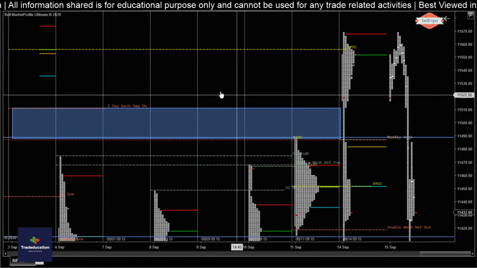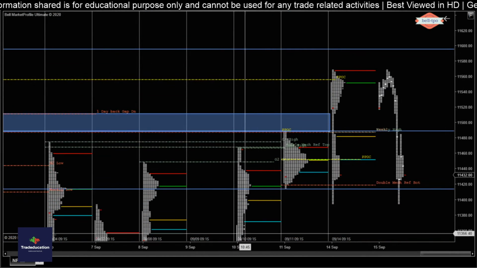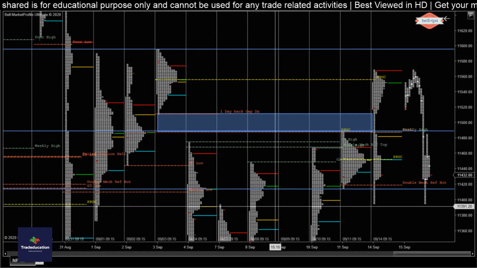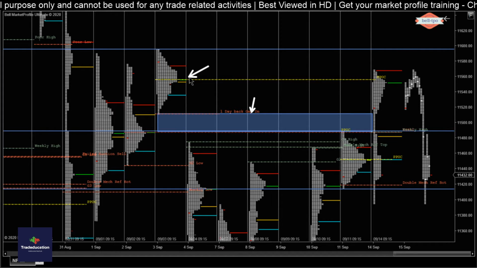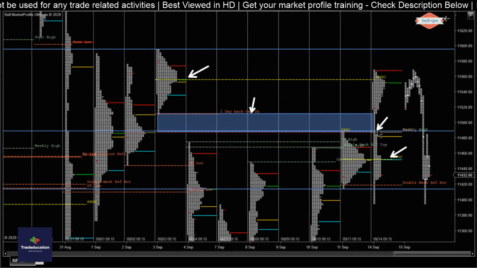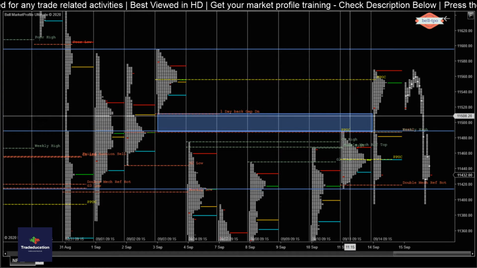So from the market profile chart, one of the references which I had kept was this particular gap, which has already been filled yesterday. The second reference which I shared was the peacock, and the third reference was this peacock and this high, yesterday's high or day before yesterday's high. So let me remove this.